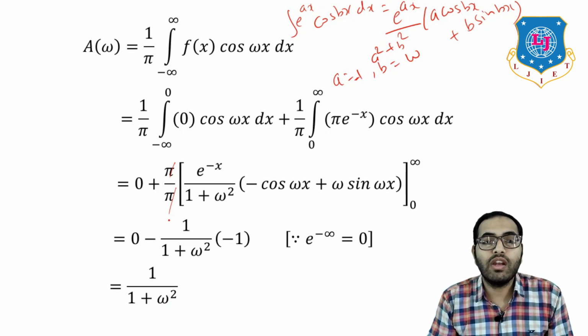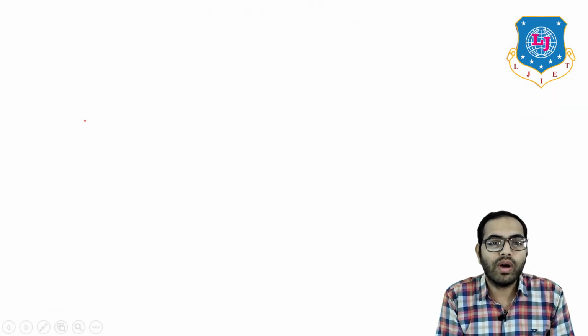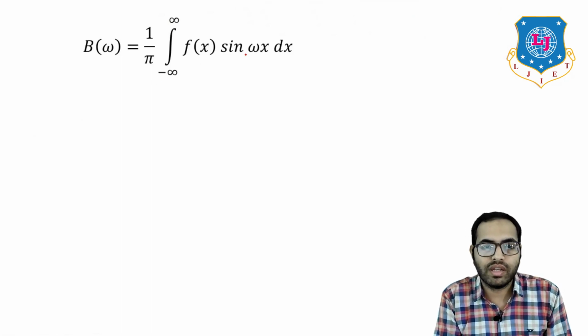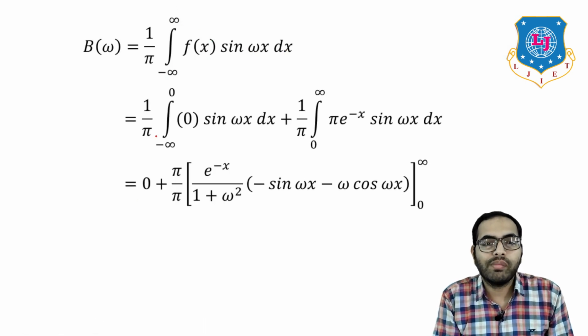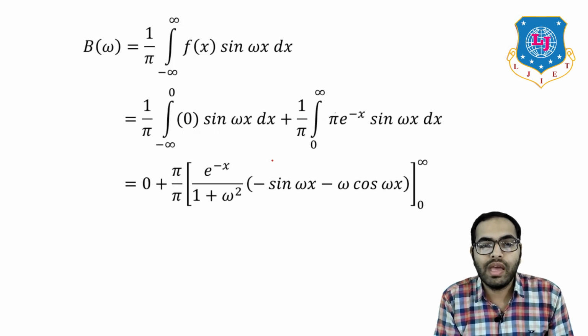Similarly, we are now finding the value of b of omega. b of omega is equal to 1 upon pi integral minus infinite to infinite f of x sin omega x dx. Just splitting the limits, 1 upon pi integral minus infinite to 0: whenever the limit is minus infinite to 0, the function becomes 0, and for the integral 0 to infinite, the function is pi e raised to minus x. Then substituting the values of the function and splitting the limits, the first term becomes 0, 0 into anything is 0. This pi comes out, then the pi cancels out.